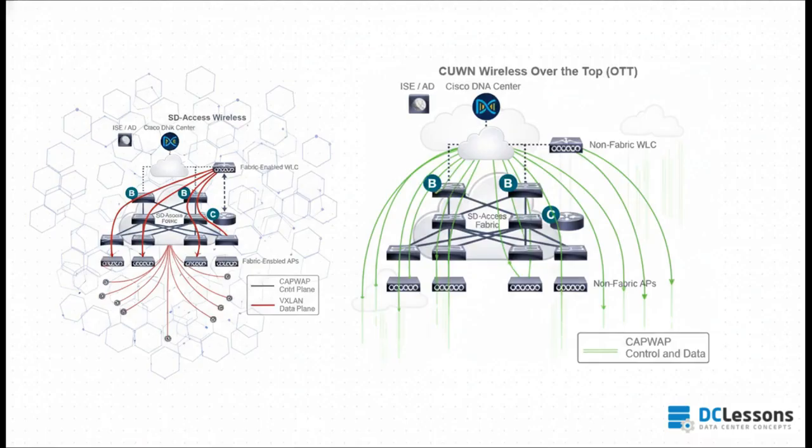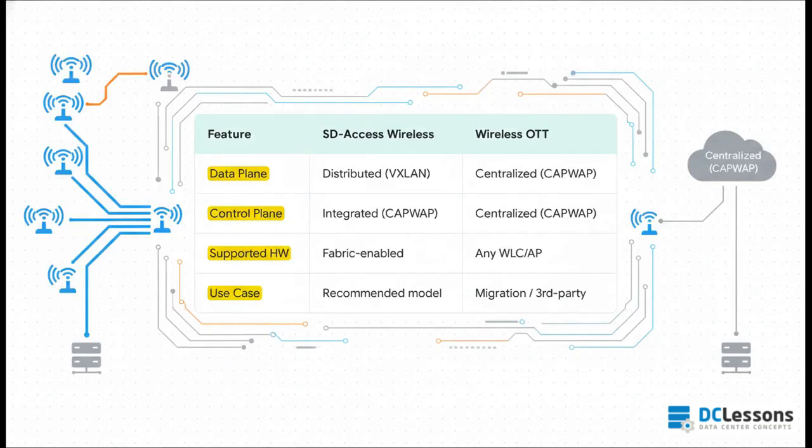Here, the fabric is really just being used as a transport network to carry those traditional CAPWAP tunnels back to a central non-fabric controller. This table really nails the differences. The recommended path, for sure, is the full SD-Access wireless model on the left. It's what gives you that optimized performance and scalability. The OTT model, think of it more as a stepping stone during a migration, or a way to get a third-party wireless system to work over your fabric. It works, but it's not the end game.